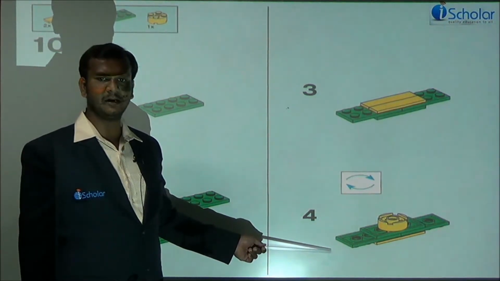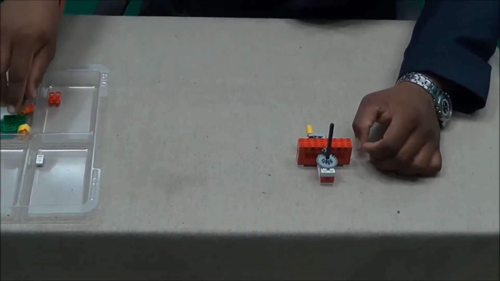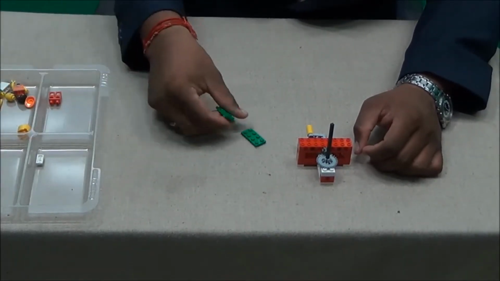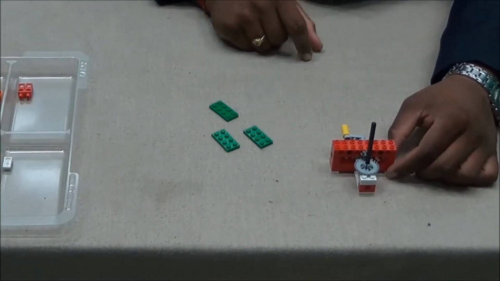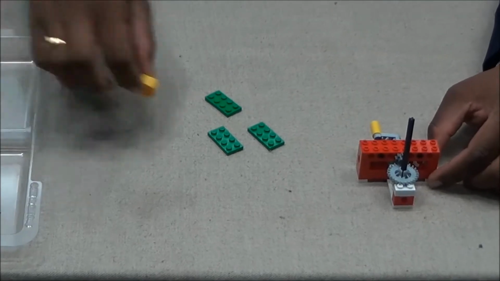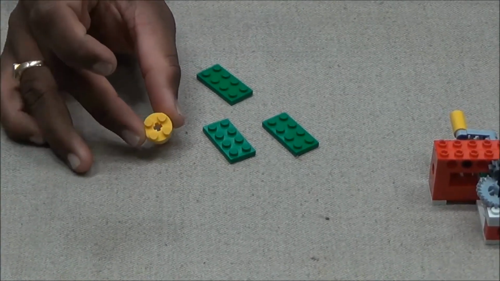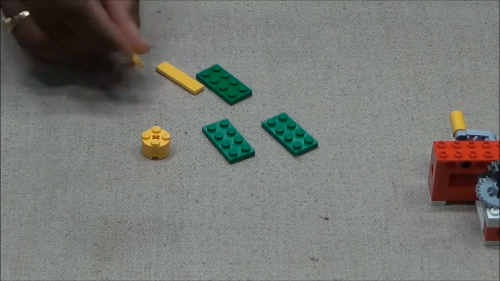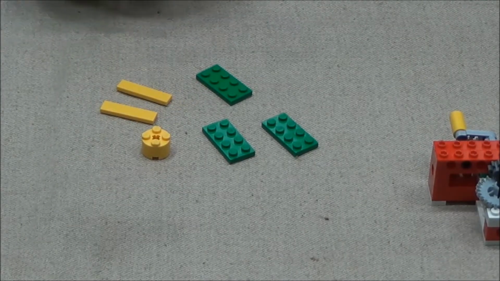So can we do step number 10? Yes. So in step number 10, as you have seen in the image, we have to take 3 green blocks, small green blocks, 3 in number, with the arm, a small 4 dotted round cylindrical structure, and 2 supporting beds. Can you see? As you have seen in the image, right?